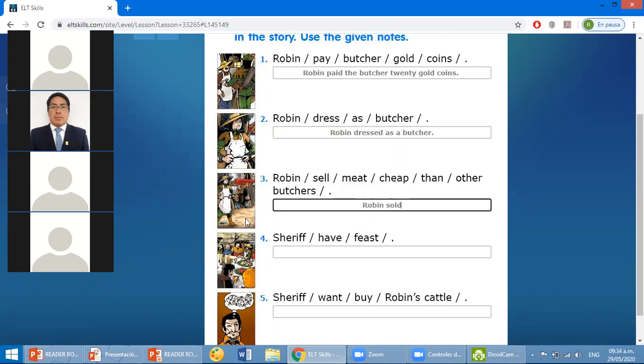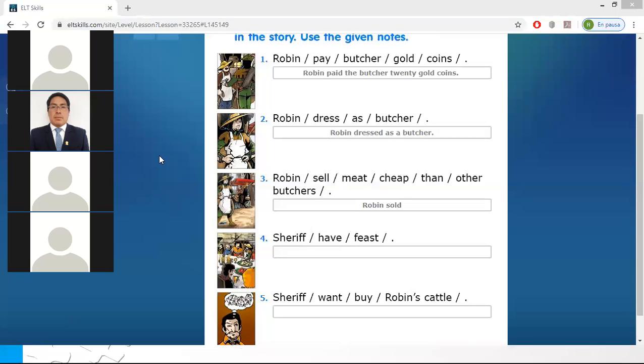What did he do with the meat? Okay, let's make a sentence. Who wants to participate here? Raise your hand, please. Robin sold, vendió, what? The cart, the apron, the hat.